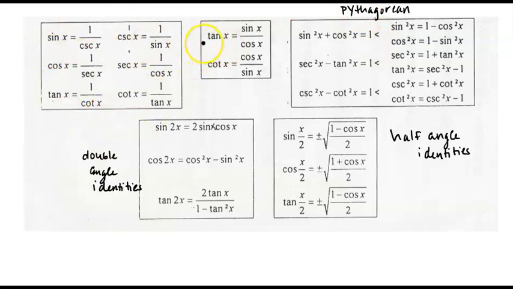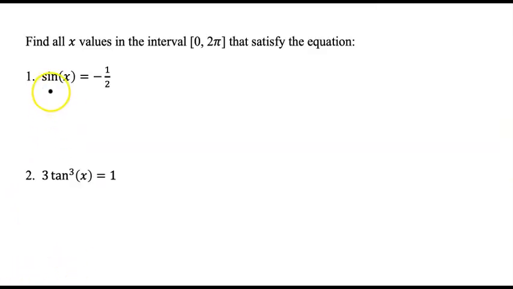We should know that tangent is sine over cosine, which would lead to this cotangent here, and we should know the double angle identities. These double angle identities, if you don't have them memorized yet, copy this stuff down and try to see if you can remember it in your homework, because you will not be given any of these on exams. All right, so number 1, sine of x is equal to -1/2.